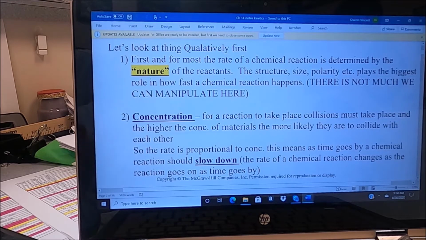Now, this also brings up another really important point. Over the course of a chemical reaction, the reaction slows down because reactants are being converted to products. Things slow down with time.